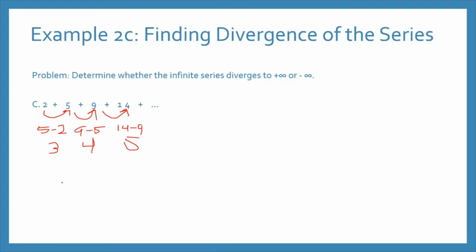So if we notice here, 3 does not equal 4, and 4 does not equal 5, nor does 3 equal 5. So what we've just discovered is that this actually doesn't have a common difference. So in this case, this rule we have right here is only valid if the series itself is arithmetic. It is not implied here at all that this is arithmetic. It's just an infinite series.